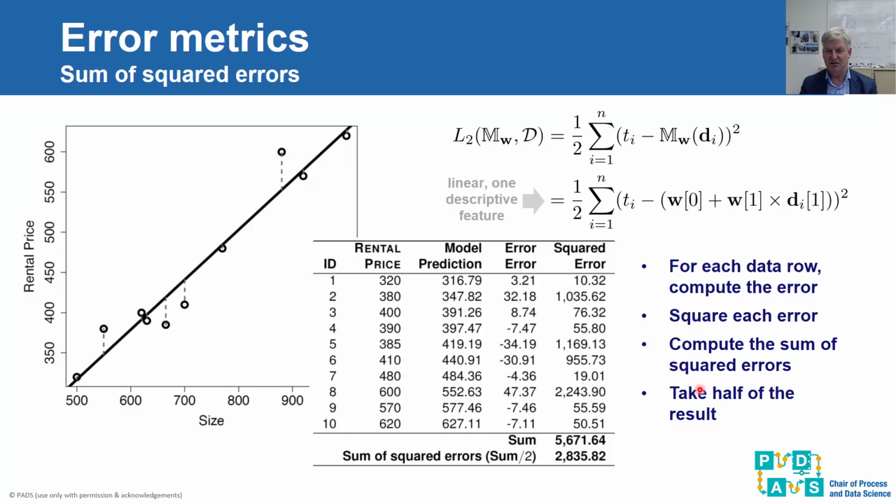So here is the process. For each instance, we compute the error, the difference between the predicted value and the real value. Then we square the error, we compute the sum of all these squared errors, and then divide it by 2.